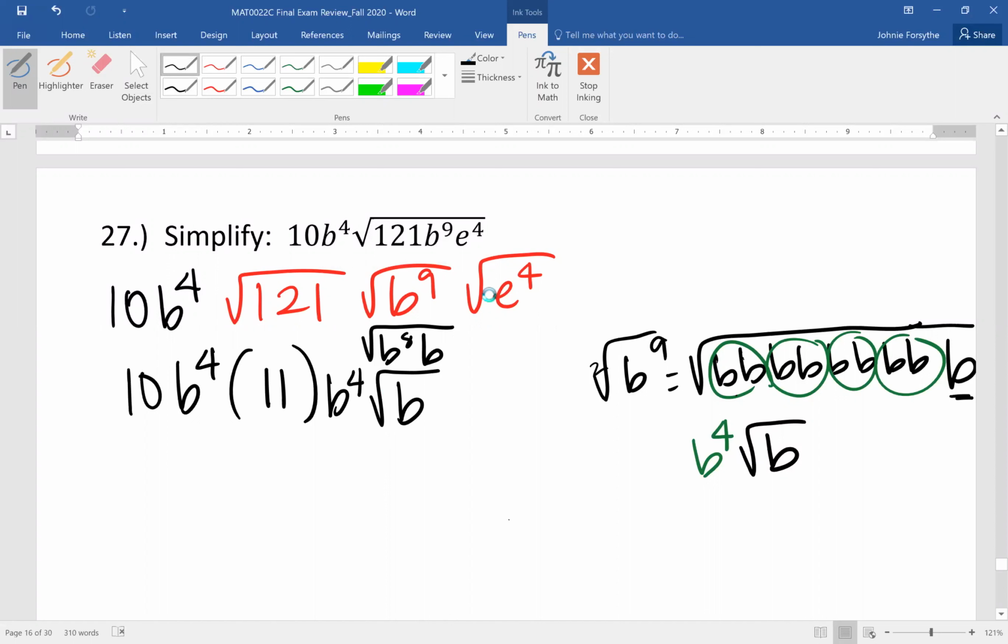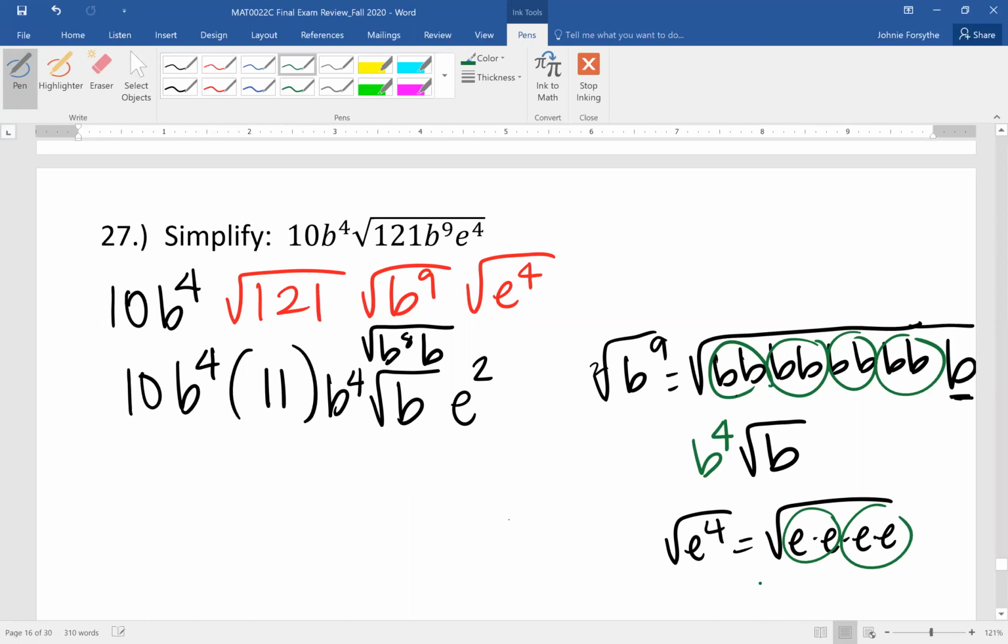Now here, the square root of e to the 4th, 4 is even, so I'm not going to have the situation where I have something left over. I'm just going to have, okay, how many pairs of e's do I have? I have 2 pairs. So that's going to be e to the 2nd with nothing left under the radical. So just to show you, square root of e to the 4th is the same thing as the square root of 4 e's multiplied together. I'm looking for pairs, 2 pairs, e to the 2nd with nothing remaining. So that's what we have here.